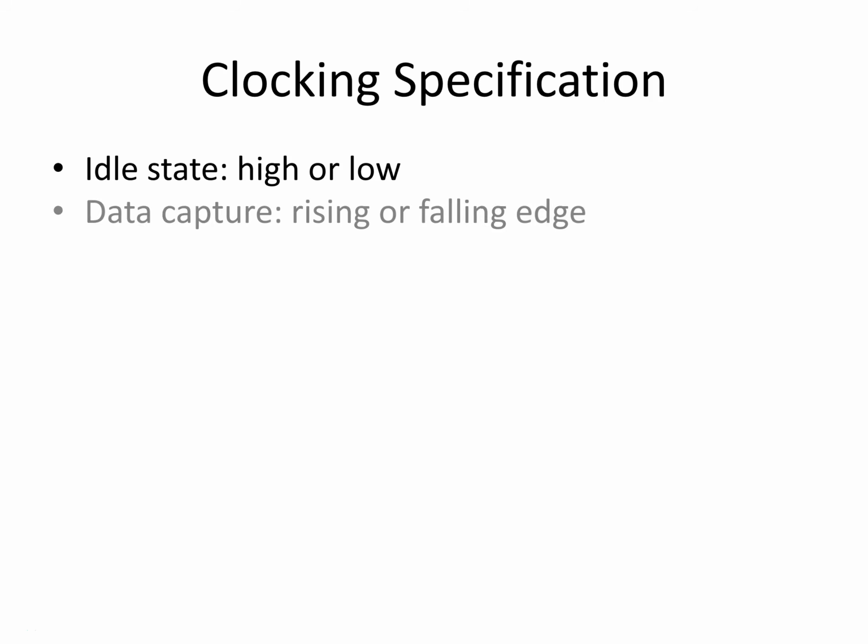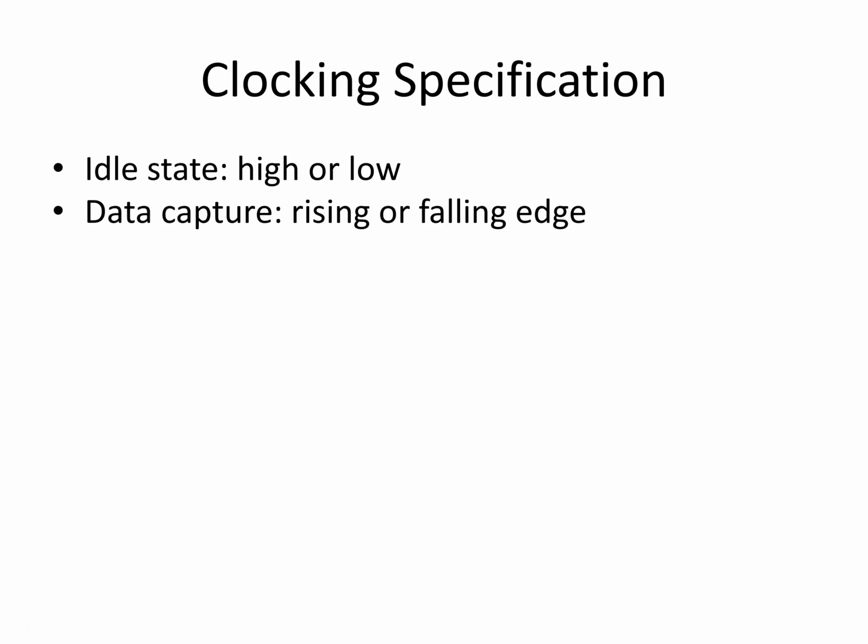In the clocking, there are a number of different ways that this can be configured, and so the specification allows for a bit of flexibility here. One aspect of the flexibility is what the idle state of the clock is. The clock is allowed to be idle either in a high or a low voltage state. And additionally, data can be set up to be captured on either the rising or the falling edge of the clock.